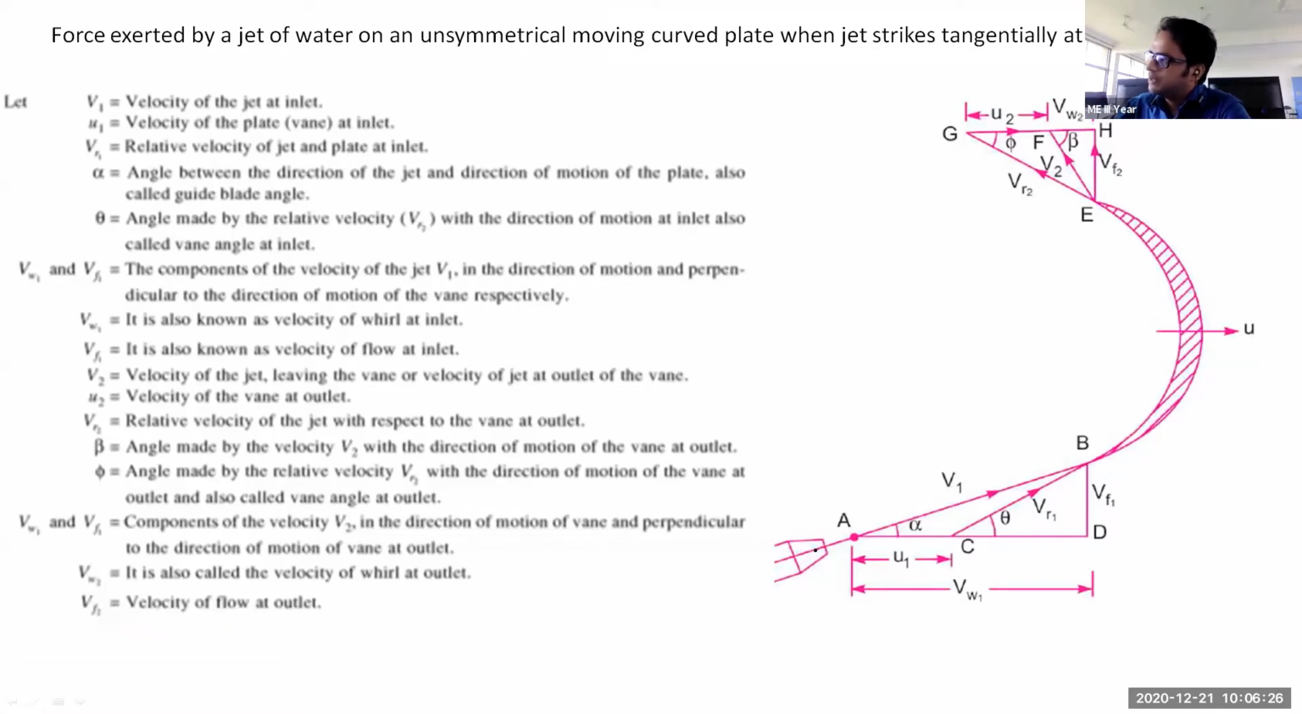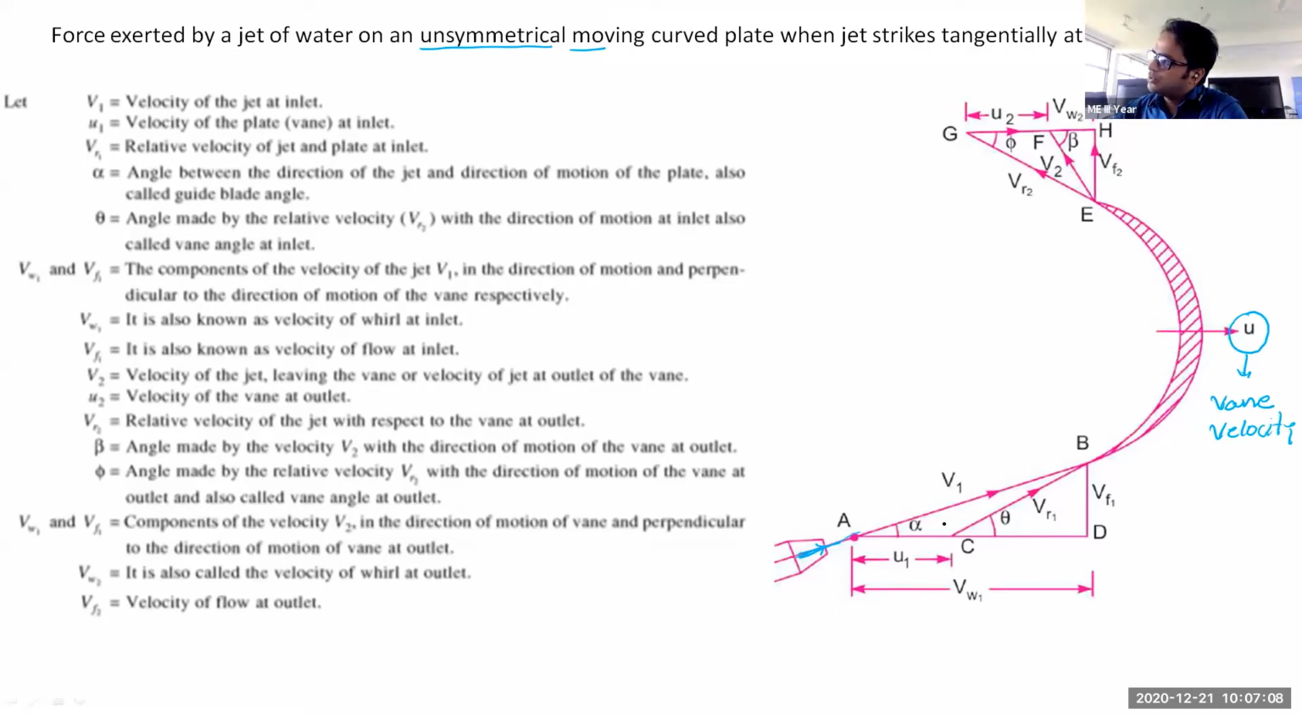From here, the jet is impinging. You can see the blue color. I'm taking this blue color. From here, the jet is impinging on this unsymmetrical moving curved vane. So how to represent that it is moving? It is represented by using this alphabet small u. Here it is written clearly, moving, this is the velocity of your vane. The vane velocity is represented by u.